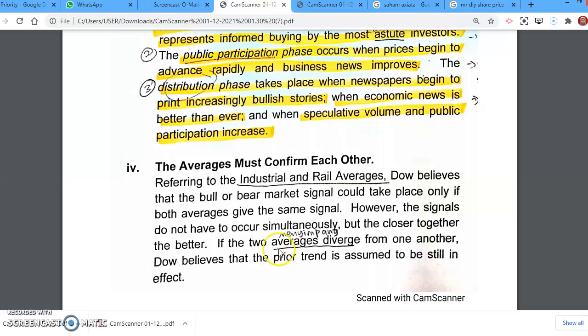If the two averages diverge from one another, Dow believes that the prior trend is assumed to be still in effect. Okay, di US pada masa dulu mereka melihat kepada unjuran ataupun pergerakan sektor industri dan sektor transportation, especially kereta api, rail.